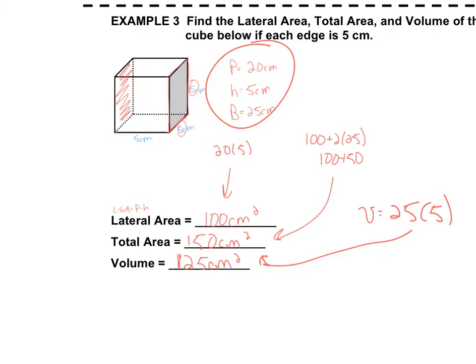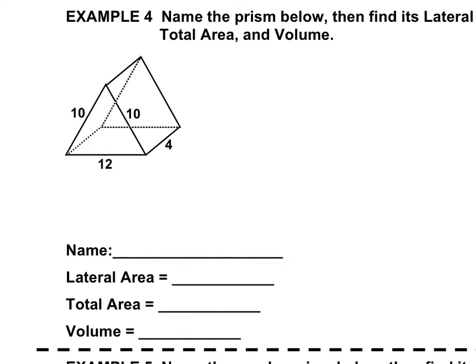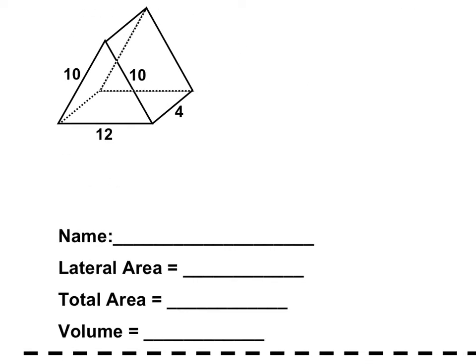Now we're going to have to do a little work on the next one. So let's look at that one. This has 2 bases that look exactly the same. This is a triangular prism.